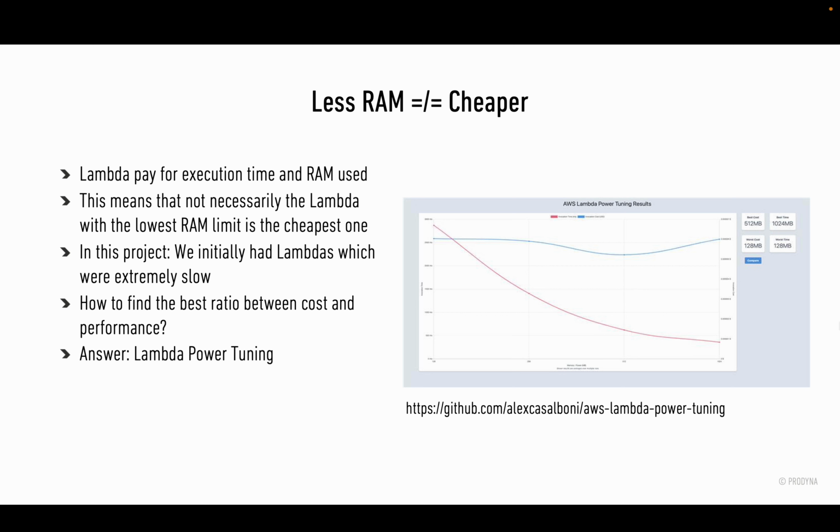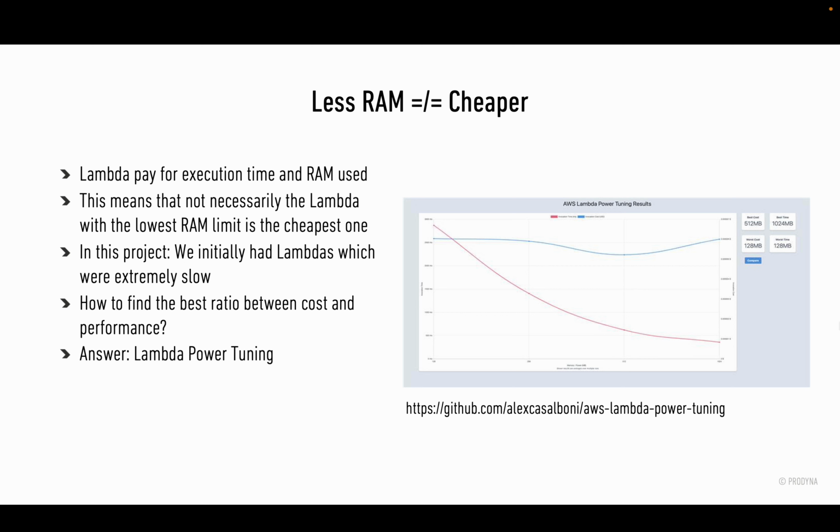Lambda power tuning is a small tool someone from AWS wrote, and it basically executes your Lambdas many times with different configurations. So it executes the Lambda function with a RAM limit of 128, with 256, and so on and so on. And then you get a nice graph you see here on the right side. And in fact, this is a graph from one of our Lambda functions. The red line is the execution time, and the blue line is the execution cost.